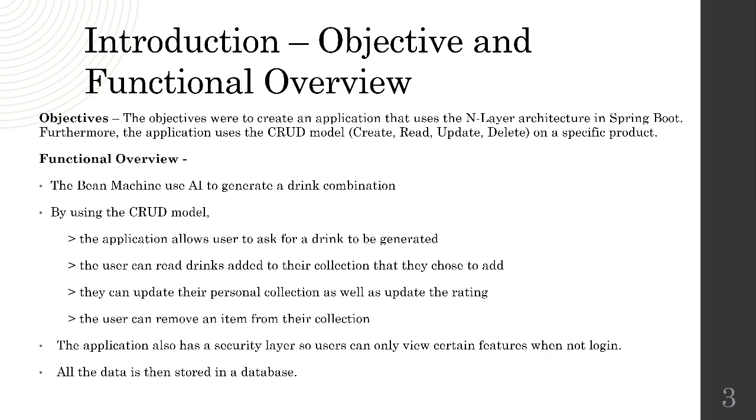The functional overview: the Bean Machine uses AI to generate a drink combination by using the CRUD model. The application allows users to ask for a drink to be generated. The user can read drinks that were added to their collection. They can update their personal collection as well as update the rating. The user can remove an item from their collection. The application also has a security layer, so users can only view certain features when not logged in. All the data is then stored in a database.